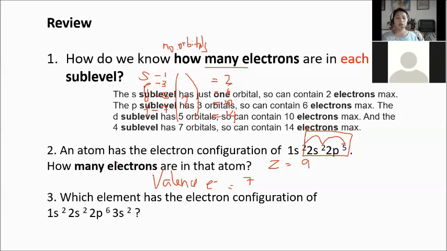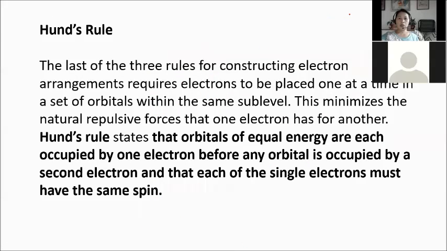Okay. Next, number 3, which element has the electron configuration of 1s2, 2s2, 2p6, and 3s2? Okay. Ano kaya ito? So, simply add lang natin ito. 2 plus 6 is 8, plus 2, 10, plus 2, 12. So, hanapin ninyo yung atomic number na 12 sa periodic table. And this element is Mg, magnesium.